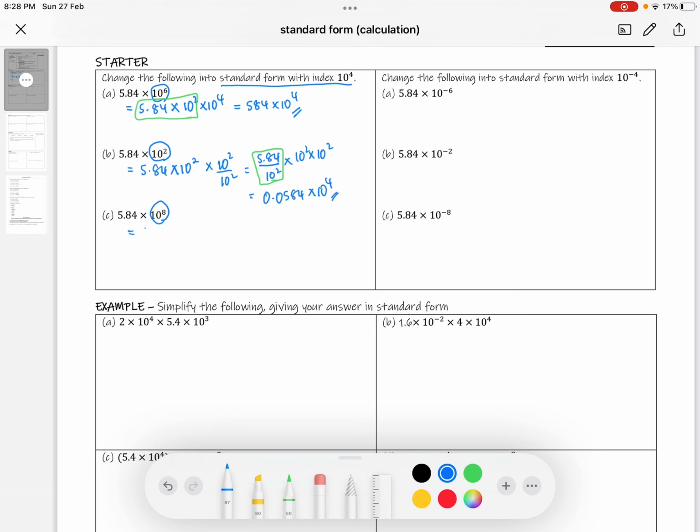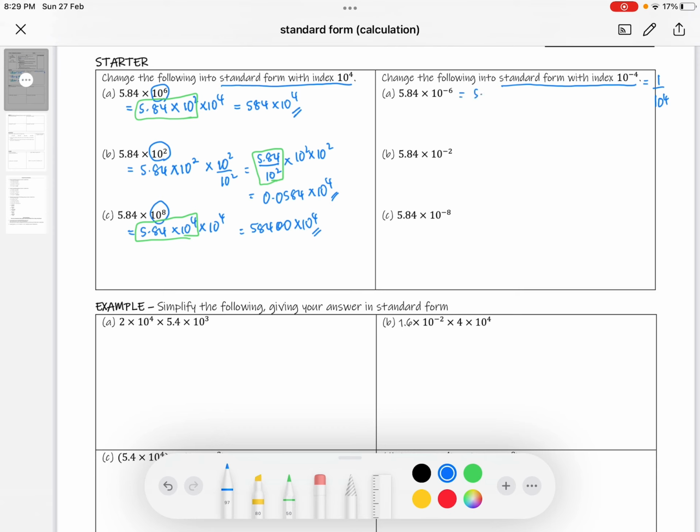For the last part, 5.84, again I can break this down into 10 to the power 4 over 10 to the power 4, and this can be simplified. That becomes 10 to the power 4. Now this will be useful later when you do the examples and the exercises. The next one is the same thing. The difference is just changing it into 10 to the power minus 4, which is also the same as 1 over 10 to the power of 4.